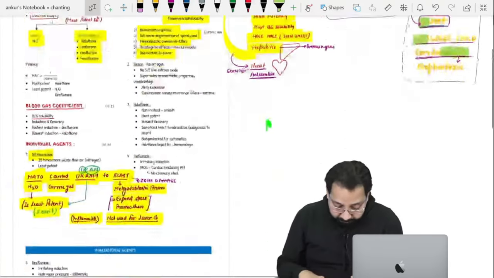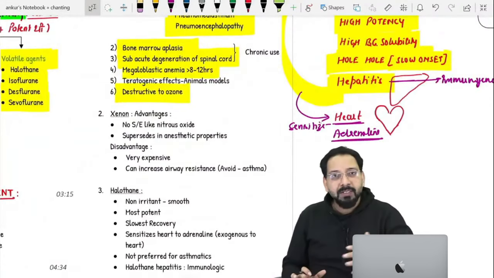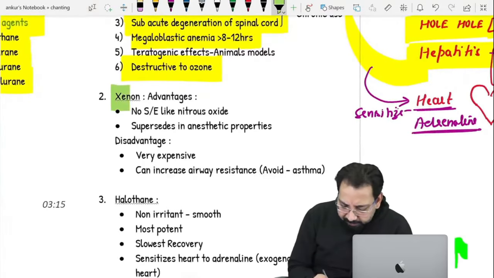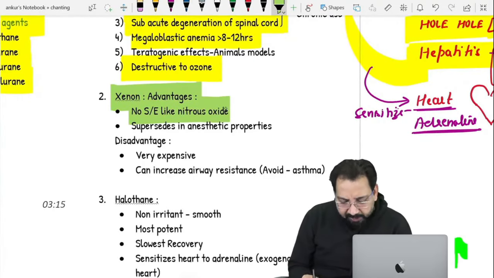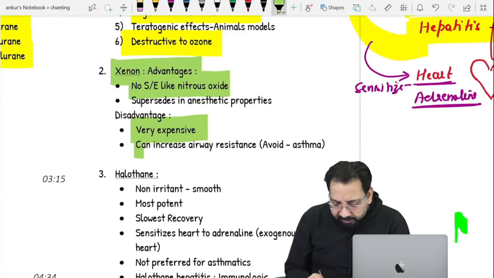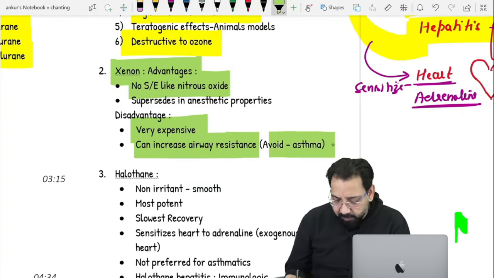Now I read these notes. Yes, the purpose is you can revise the LMRP very fast. Xenon's advantage is no side effect, unlike nitrous oxide. Yes, but it is very expensive. Okay, sometimes it can increase airway resistance, so we avoid this in asthma.